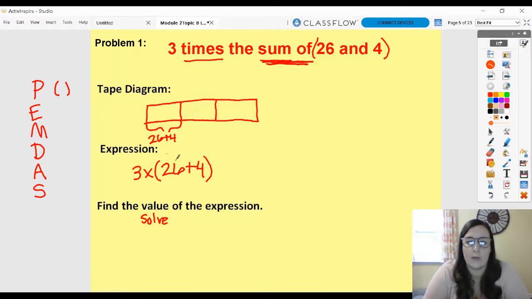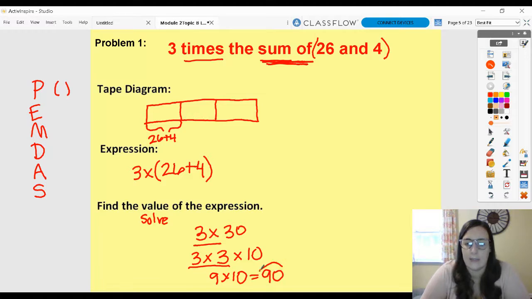So of course, we're going to start with those parentheses. So 26 plus 4 is 30. So now I have 3 times 30, which I can do by breaking this number apart into 3 times 10 if I wanted to. But I also have to remember this times 3 here. So I end up with 3 times 3, which is 9, times 10, which equals 90. So that's the value of this expression that we've written here and of this number sentence right here.